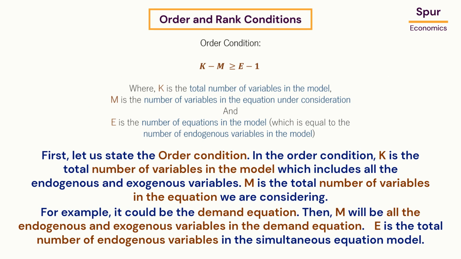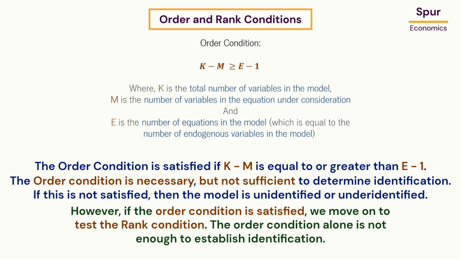In the order condition, K is the total number of variables in the model, which includes all the endogenous and exogenous variables. M is the total number of variables in the equation we are considering. For example, it could be the demand equation. Then, M will be all the endogenous and exogenous variables in the demand equation. E is the total number of endogenous variables in the simultaneous equation model. The order condition is satisfied if K minus M is equal to or greater than E minus 1.